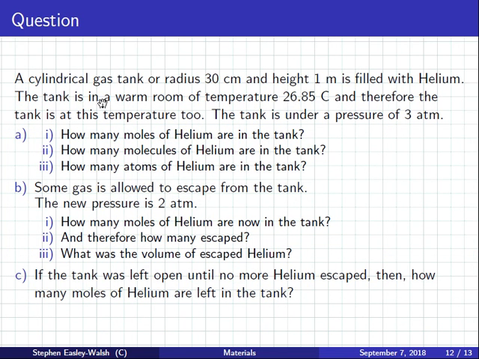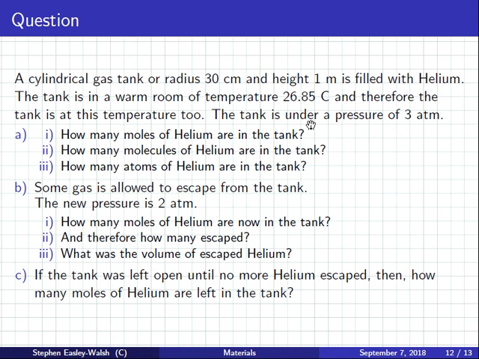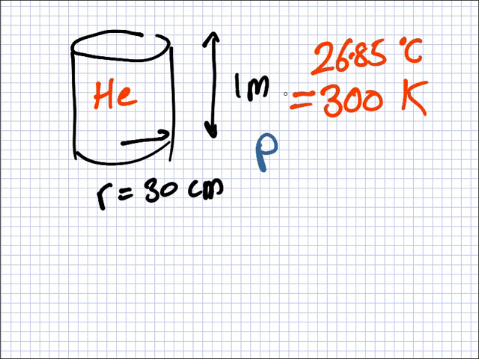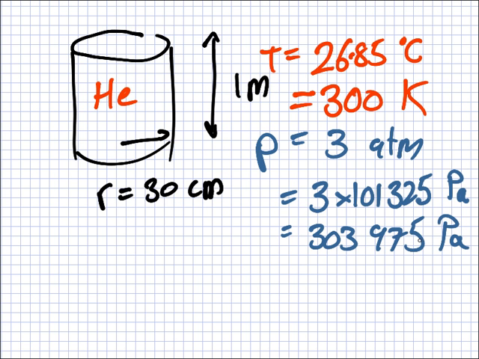The tank is warm at room temperature 26.85. So the temperature is 26.85 Celsius, which equals 300 Kelvin. The tank is at a pressure of 3 atmospheres. So the pressure is equal to 3 atmospheres. Now, remember, atmosphere is 101,325 pascals, is that right? So that's 303,975 pascals. Remember atmosphere, last class?